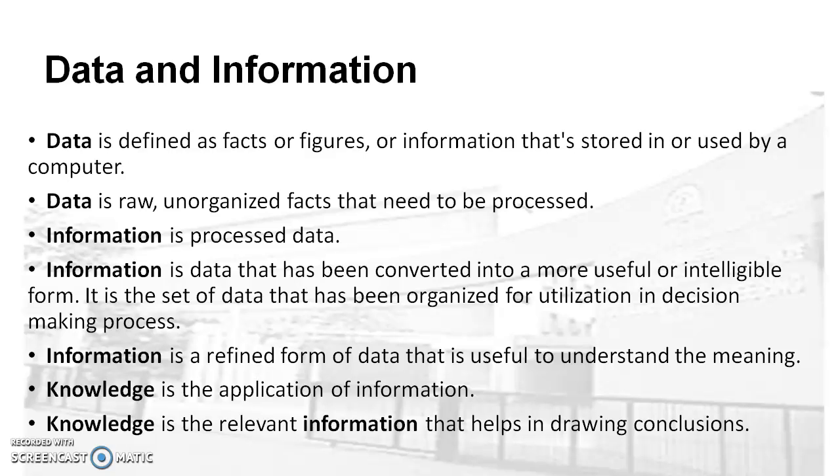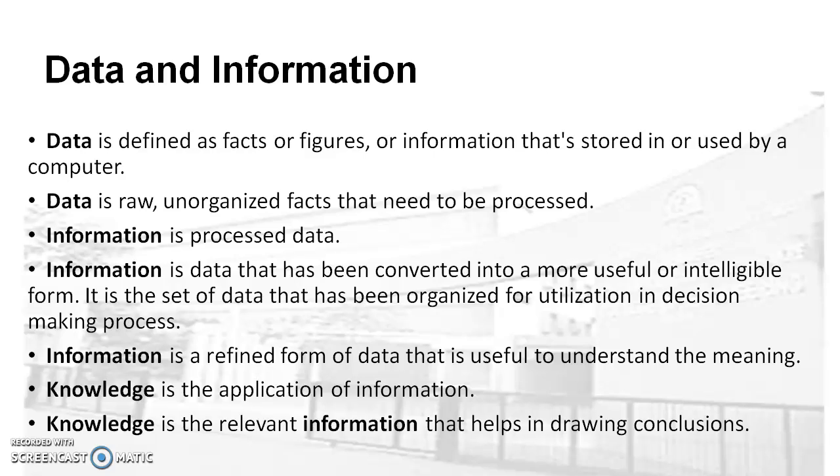This information is organized and it can be used in the decision-making process. So you can say that it is the refined form of data that is useful to understand the meaning. Now, after information is gained, you apply this information and that becomes knowledge. So, knowledge is relevant information that helps in drawing conclusions. To understand this basic difference between data, information and knowledge, let's take a simple example.